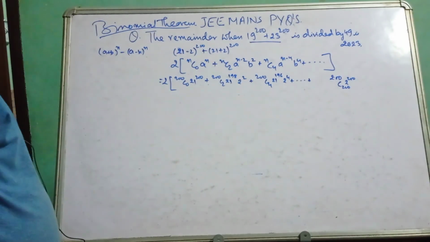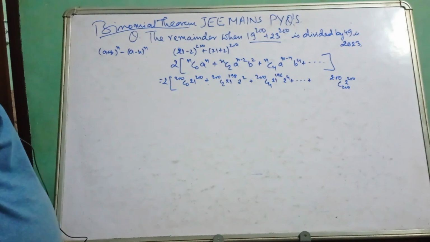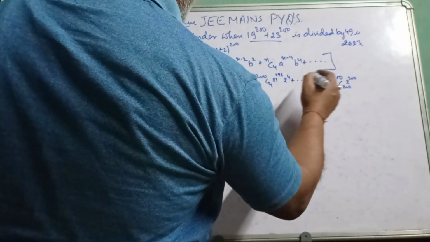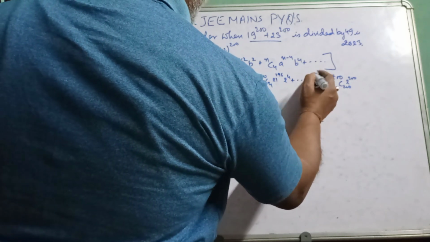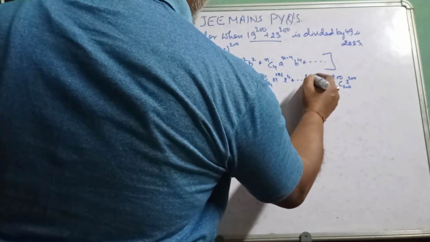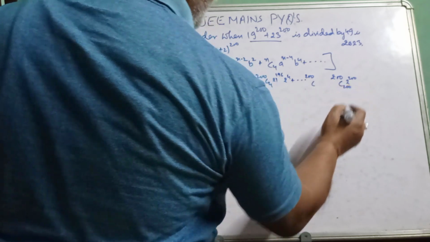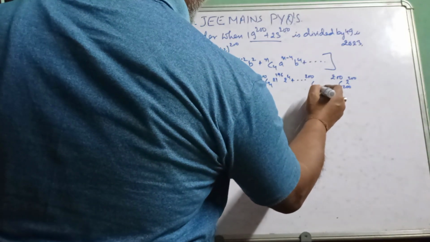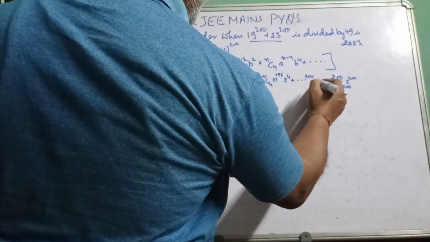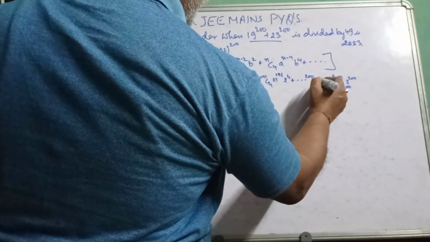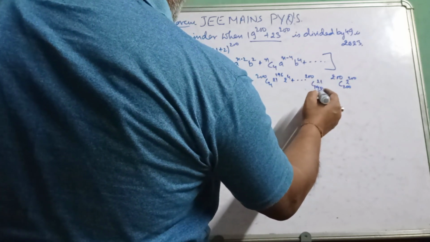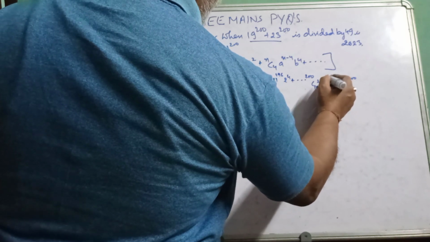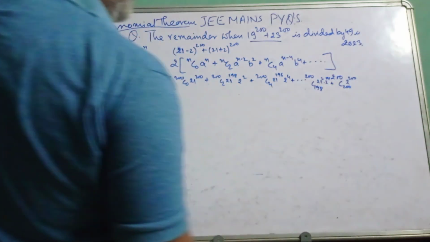This will be your last term, and before that it will be 200C198, because these are even terms, 21 to the power of 2 into 2 to the power of 198, plus this.